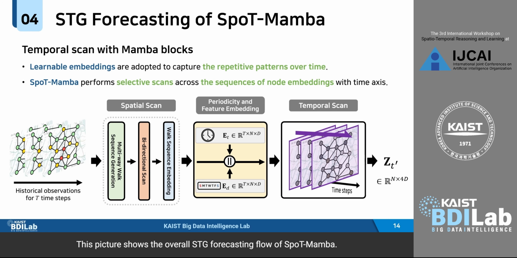This picture shows the overall STG forecasting flow of SpoT-Mamba. SpoT-Mamba adopts learnable day of week and time step of day embeddings to capture repetitive patterns over both short and long periods in STGs. These embeddings are concatenated with the node embedding for each time step. Then, SpoT-Mamba scans these sequences along the time axis with Mamba blocks.